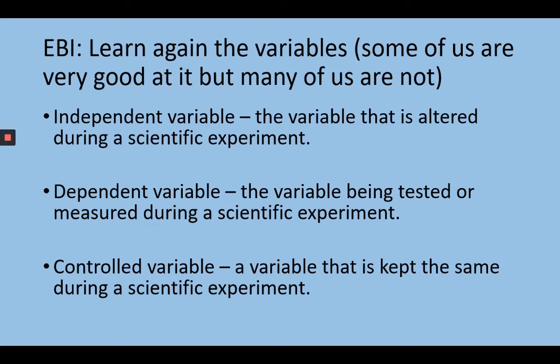The independent variable is a variable that is changed during a scientific experiment. The dependent variable is the variable being tested or measured during a scientific experiment. Controlled variables are variables that are kept the same during a scientific experiment. I just want to emphasize that in any scientific experiment you usually have more than one controlled variable, because keeping it a fair test is not that easy. You have to be very careful with the conditions of the experiment so that you can have a fair comparison.